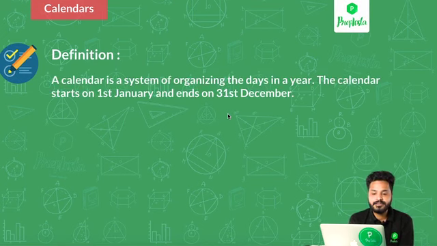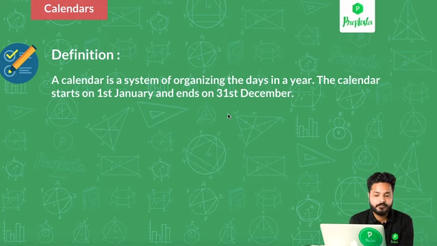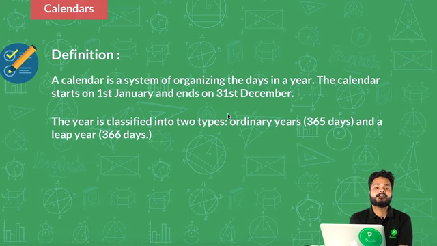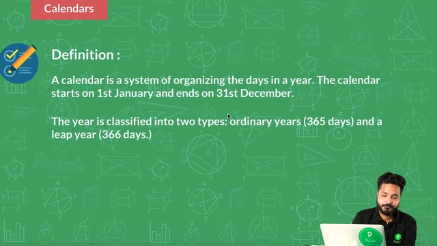So, the definition of a calendar: a calendar is a system of organizing the days in a year. The calendar starts on January 1st and ends on 31st December, right? A year is classified mainly into two types. One is the ordinary year, which has 365 days and February has 28 days in it. And the second one is a leap year, which has 366 days and February has 29 days in it. That is how the years are classified.